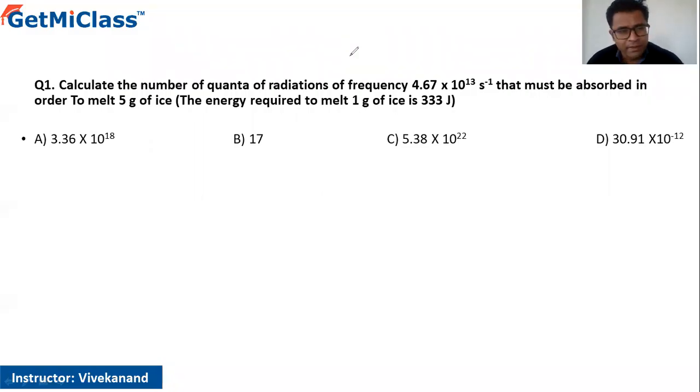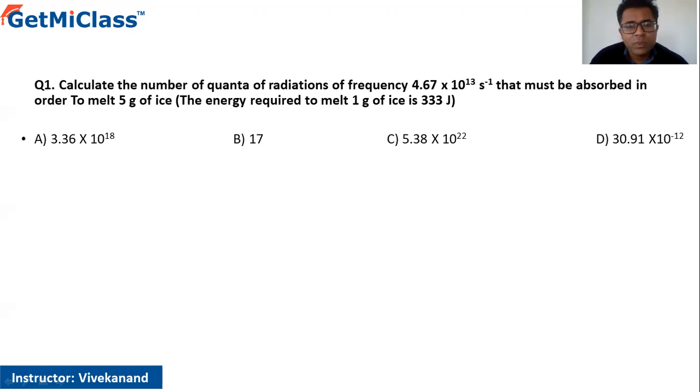Question number 1. Calculate the amount of quanta of radiation of the frequency 4.67 into 10 raised to 13 per second that must be absorbed in order to melt 5 gram of ice. Given that the energy required in order to melt 1 gram of ice is 333 joules.